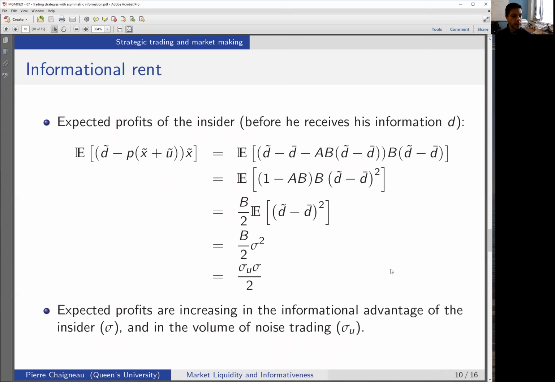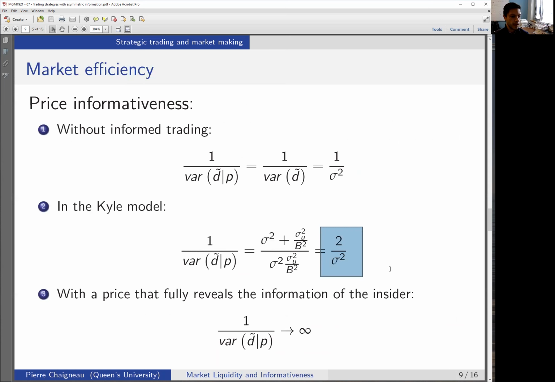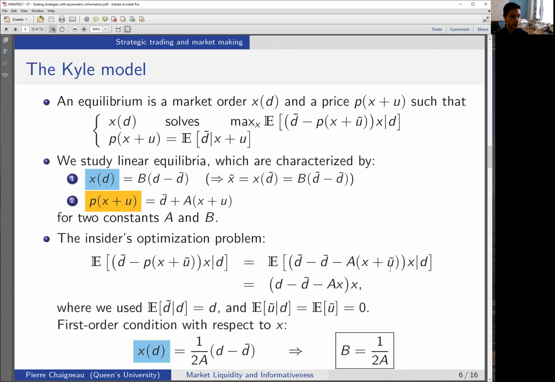Okay, we can also be wondering what are the drivers of the expected profits of the insider. And here we're going to see that the insider is going to make positive profits. Actually, that's a bit surprising, right? Because if you think about it, in this model, by construction, the market maker is going to make 0 profits in expectation, right? So if the insider is going to make some positive profits, so who is losing?